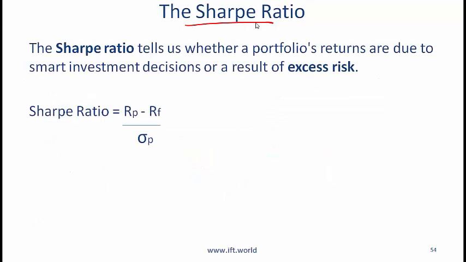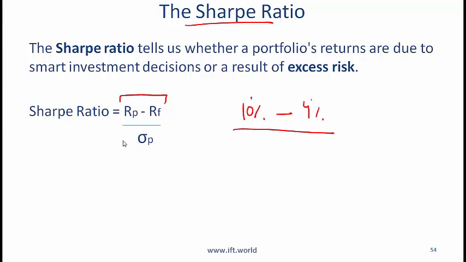The Sharpe ratio. The Sharpe ratio tells us whether a portfolio's excess returns are due to smart investment decisions or a result of excess risk. The Sharpe ratio is simply the return on a portfolio minus the risk-free rate divided by the standard deviation of the portfolio. So this is the excess return, and that is divided by the variation. So if you have a portfolio with a return of 10% where the risk-free rate is 4%, the excess return is 6%, and we need to divide that by the standard deviation of the portfolio.